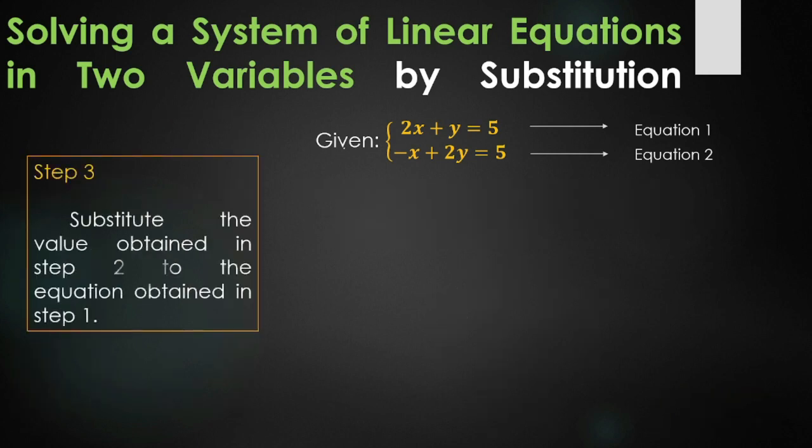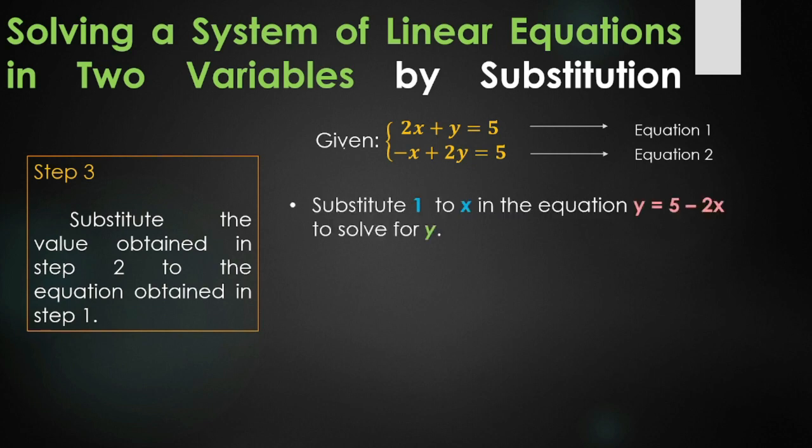The next step is substitute the value obtained in step 2 to the equation obtained in step 1. Now that we have already solved for the value of x, and that is 1, we are going to substitute 1 to x in the equation y equals 5 minus 2x in order to solve for y. So we will use the equation y equals 5 minus 2x. Then, substitute 1 to x. So we now have y equals 5 minus 2 times 1. Multiply first. So you have y equals 5 minus 2. Then finally, subtract. What is 5 minus 2? The answer is 3. So the value of y is equal to 3.